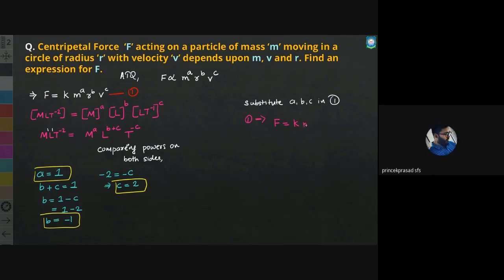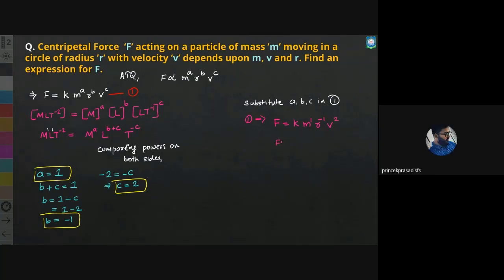M raised to 1, R raised to minus 1, and V raised to 2. Minus 1, how can I write that? We'll write it in the next step. Finally, V is raised to 2, and E is raised to 2.